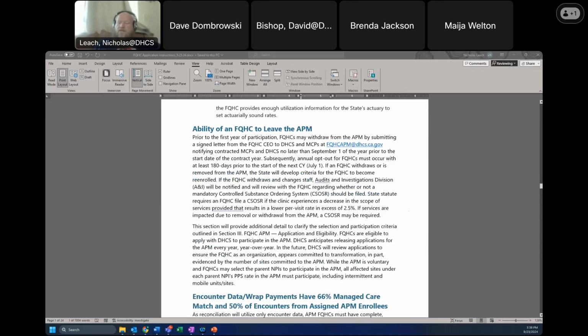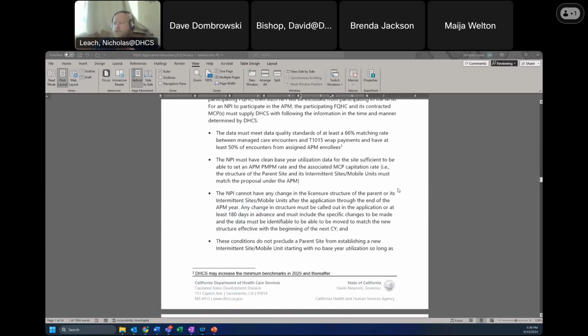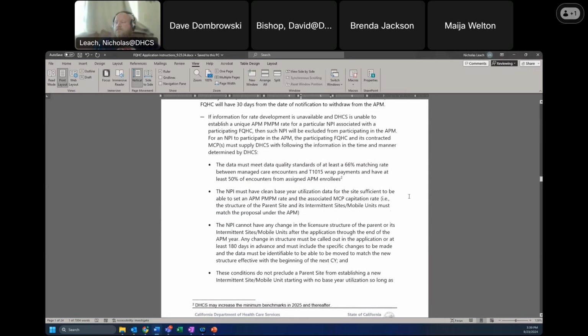Go ahead, Fernando. Yeah, Nick, just in this section, if you can scroll back up. So this whole section implies that an FQHC can submit supplemental data. That's my interpretation of this whole section. It uses the word validate or identifiable, but identifiable by who? The FQHC can identify that data. So the FQHC does submit data to the MCP, which then submits it to DHCS.